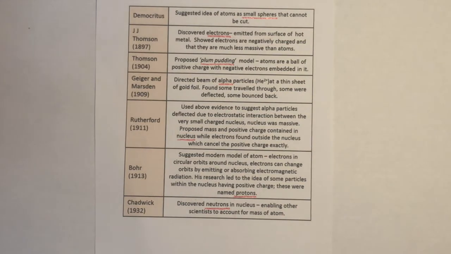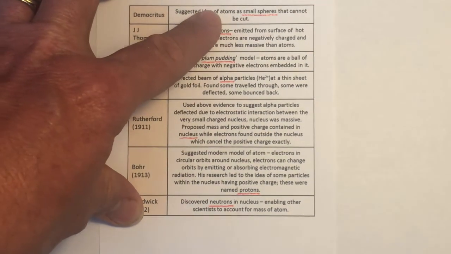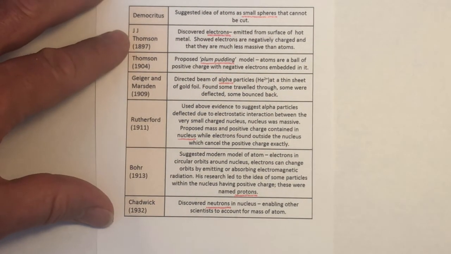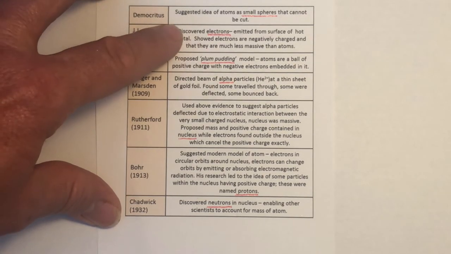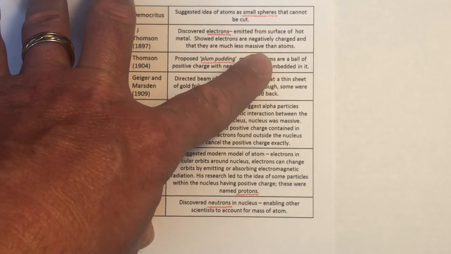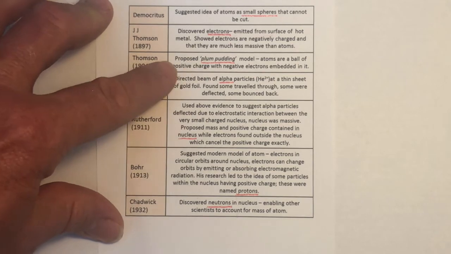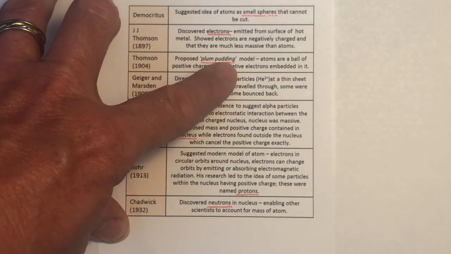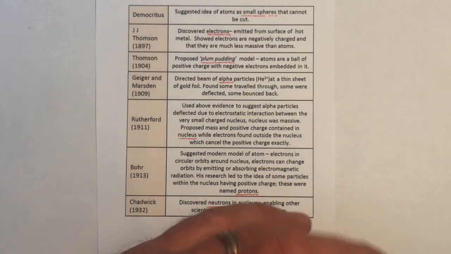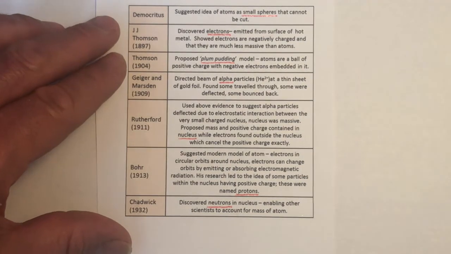The main scientists involved in the discovery of the atom were Democritus, who suggested the idea that atoms were small spheres. J.J. Thomson discovered the electrons, which were negatively charged and had much less mass, within the atom. Thomson proposed the idea of a plum pudding model, where you have a positive mass with negative bits within it, just like a plum pudding.